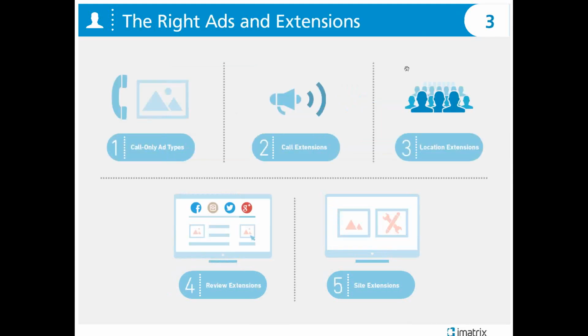So ad extensions is, of course, one of the other things that really helps out a lot. There's call-only ad types, call extensions, location extensions, review extensions, site extensions. All these extensions are basically little snippets that you can add on top of your search result targeted ad. So if you have a PPC ad you see on the top of the search results page, you would have your phone number there, maybe where your location is at, so they can click on it to easily get directions.